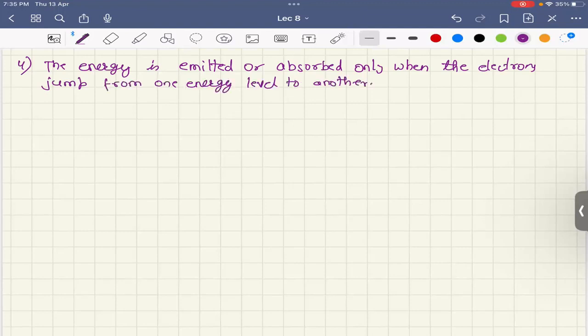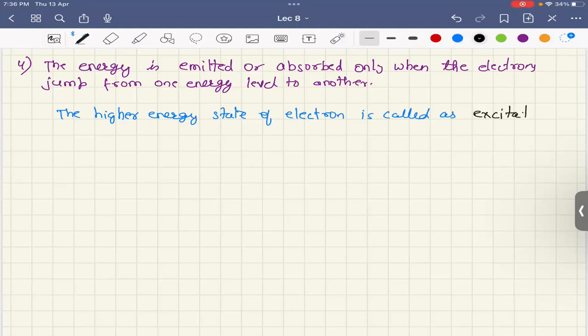So when energy is supplied to an atom, its electron absorbs one or more quanta of energy and jumps to the higher energy level, right? So this higher energy state of an electron is called its excited state, right? The higher energy state of electron is called as excitation state.